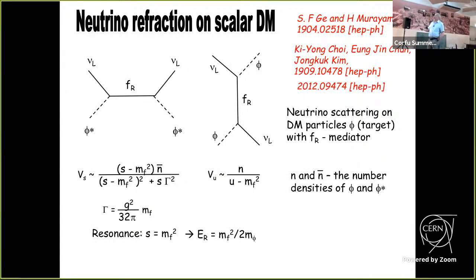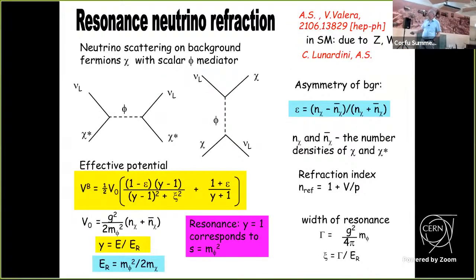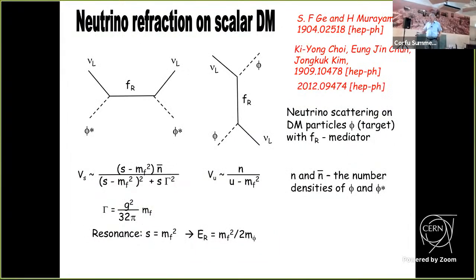There's another version when you have bosons in the background. Let me just show some results of computation. What you see is the potential generated by the diagrams I have shown, or V0. Let me again remind what V0 is. V0 is G squared over the mass of the mediator squared, times the number density of the background. This is essentially the strength of all these effects.